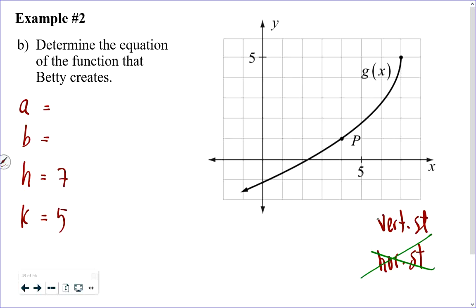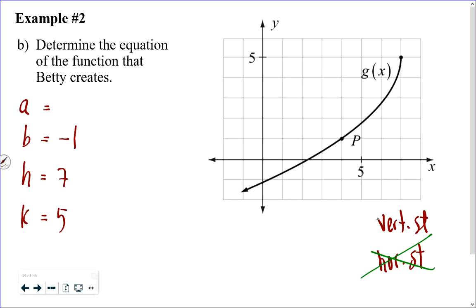There's no horizontal stretch, but that doesn't mean B is 1. There still has to be a horizontal reflection. Right? It is backwards left to right. It's pointing from the vertex to the left instead of vertex to the right, which is what root x does. And now we have A, which we don't know. I love this approach. It's not going to take us long.